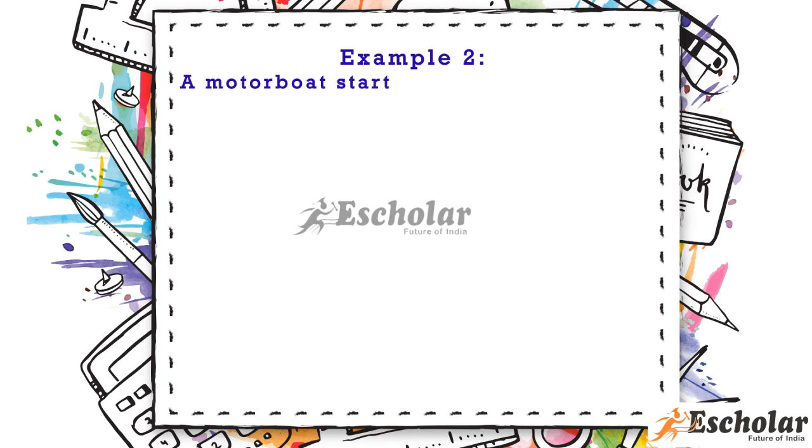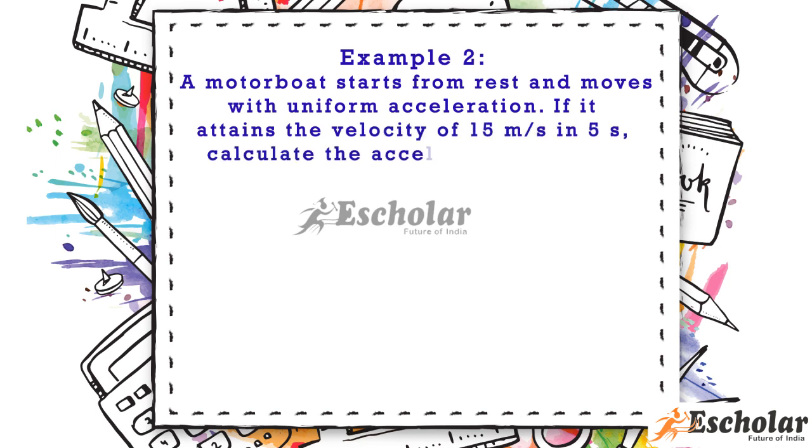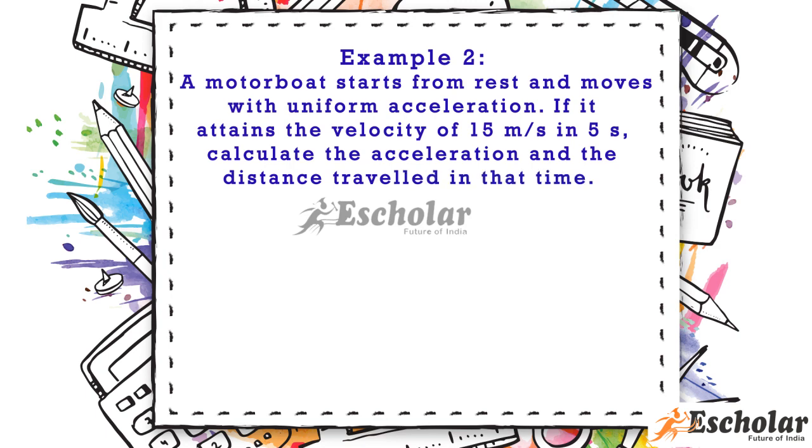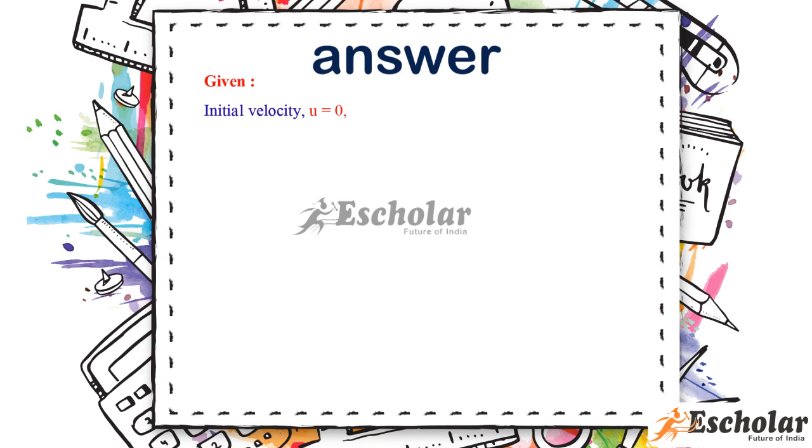A motorboat starts from rest and moves with uniform acceleration. If it attains the velocity of 15 meter per second in 5 seconds, calculate the acceleration and the distance traveled in that time. Given: initial velocity u equals 0. Final velocity v equals 15 meter per second. Time t equals 5 seconds. Acceleration a equals ?